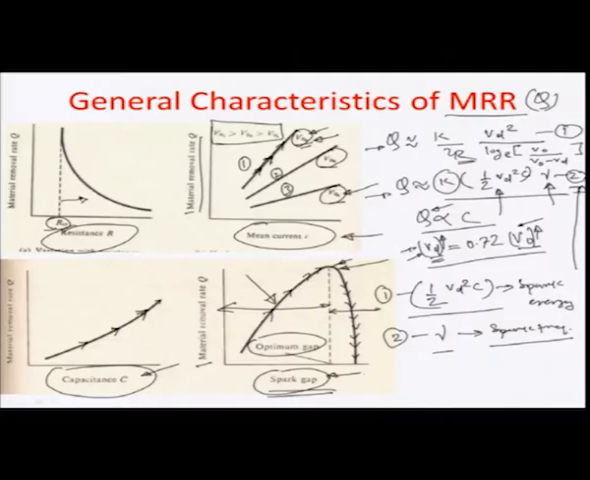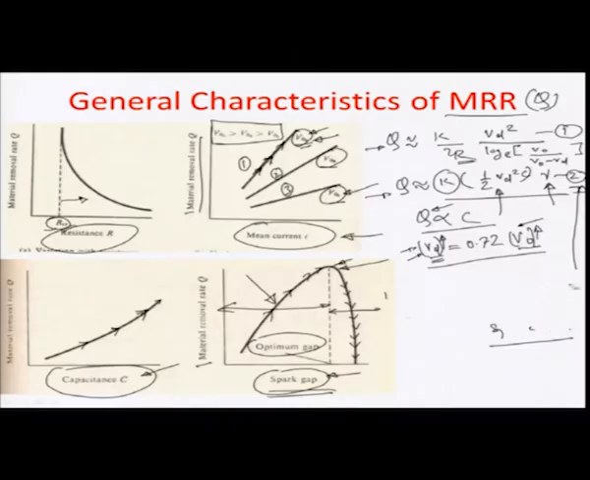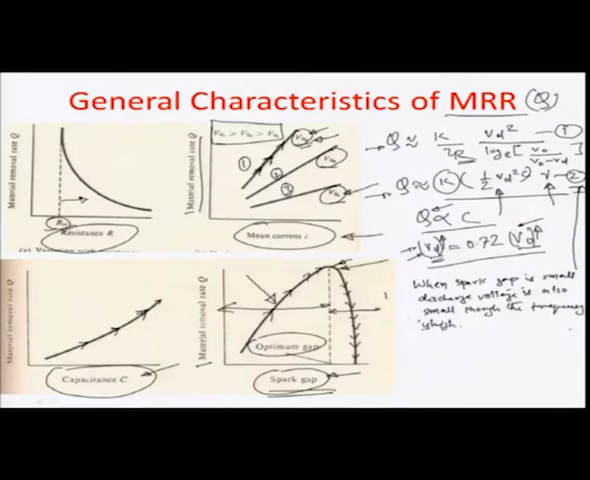So, essentially, we can summarize all these by saying that when the spark gap is small, the discharge voltage is also small, though the frequency is high, resulting in a high MRR.